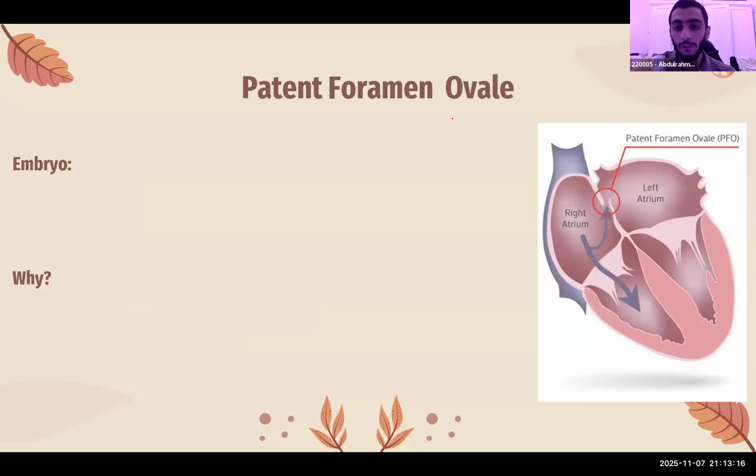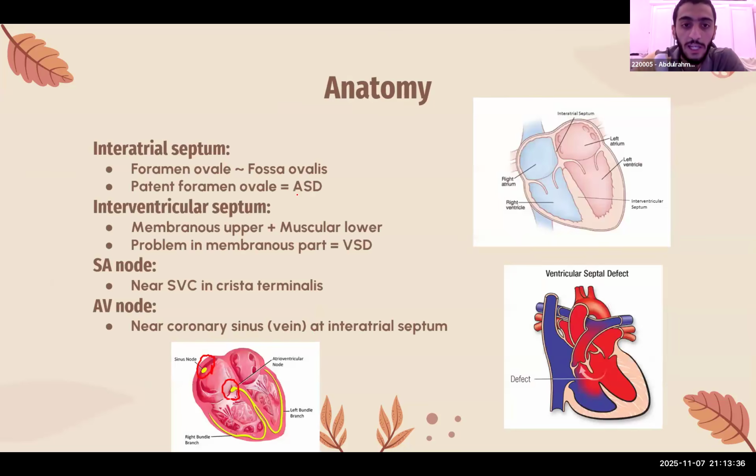Now here is the patent foramen ovale. Let's talk about the embryology of it. A child in embryology is inside his mother's womb. He has no access to the outside space, he can no longer breathe, and there is no oxygen in the blood. So how would the child get his oxygenation? ASD, okay, I'm sorry, ASD is the atrial septal defect, and VSD is the ventricular septal defect.